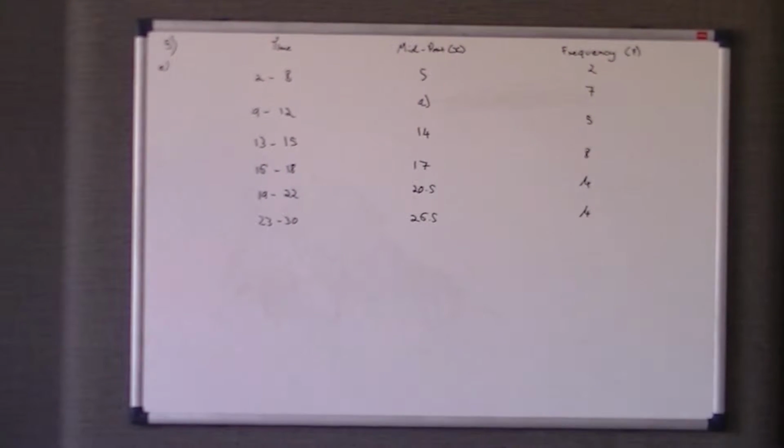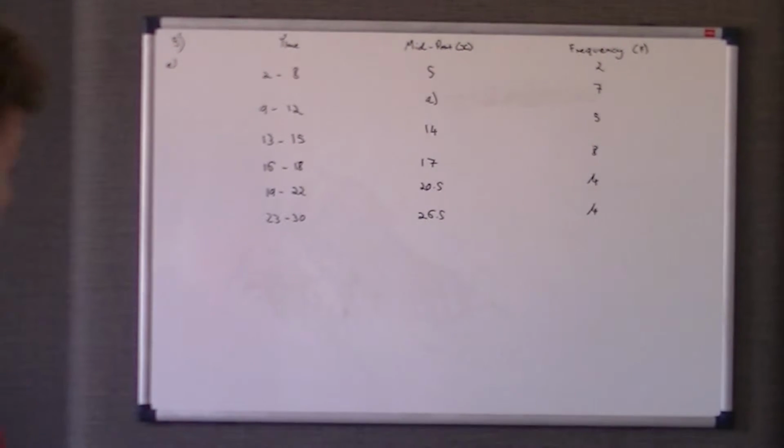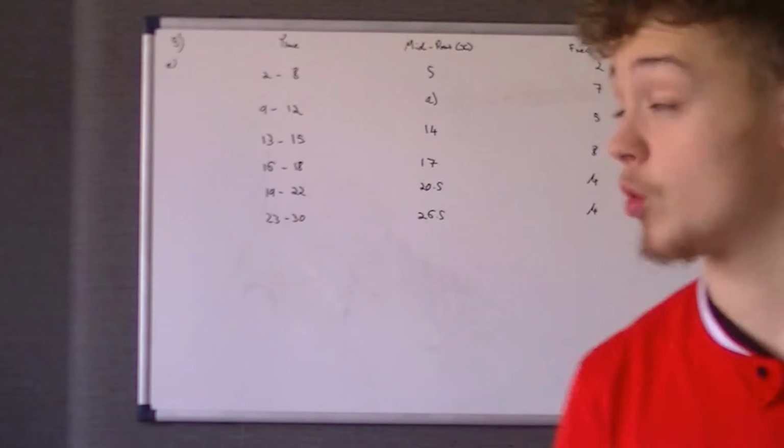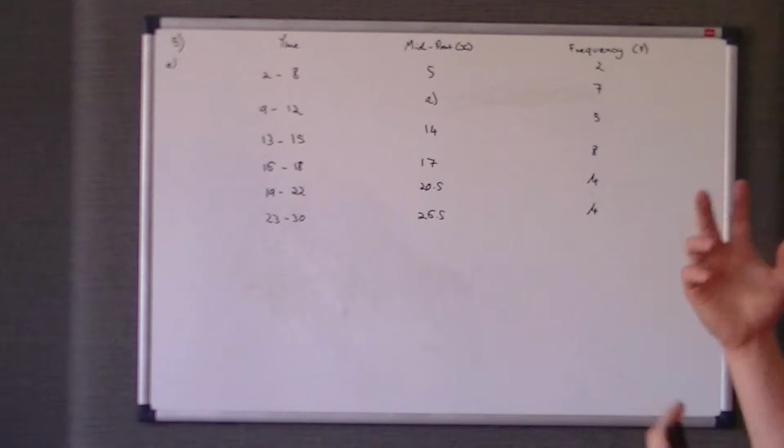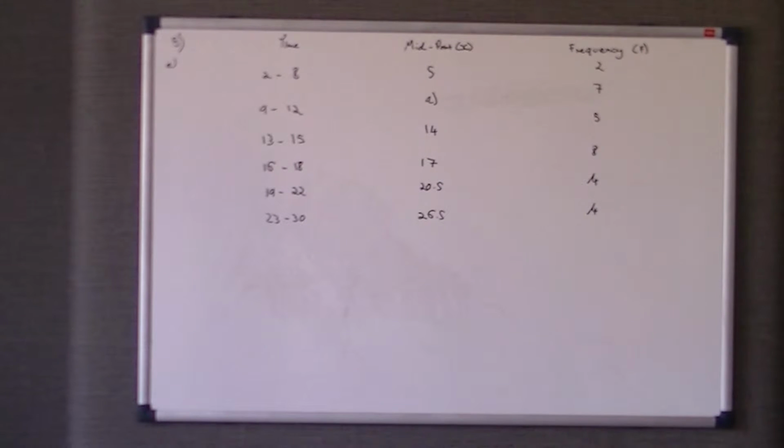And welcome, this is now Edexcel's S1 June 2011 question 5. Okay, so we're given this table and I'll just read it out. Obviously you can see it online. We've got the time groups 2 to 8, 9 to 12, 13 to 15, 16 to 18, 19 to 22 and 23 to 30.